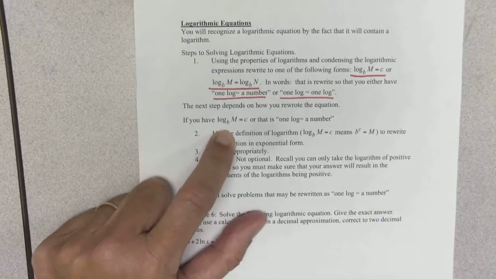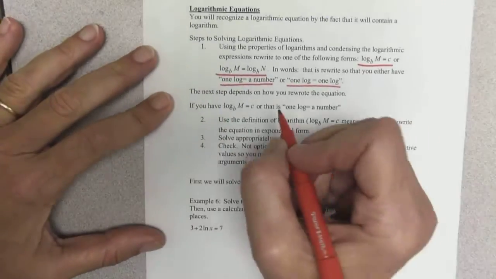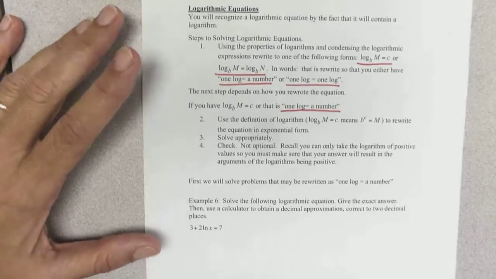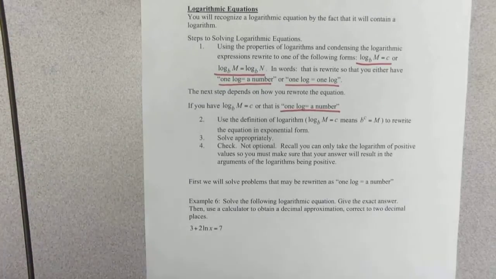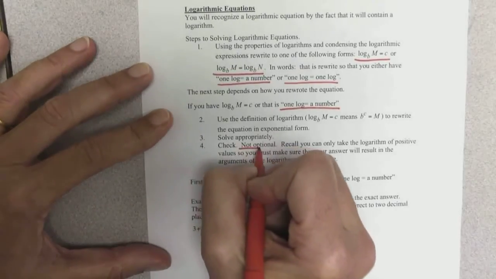If you have log base b of m equals c, that is, you have 1 log equal a number, use the definition of logarithm. Log base b of m equals c means b to the c equals m, to rewrite the equation in exponential form. And we'll review that when we get to it. We did that a couple sections ago. 3, solve appropriately. 4, check. Not optional.